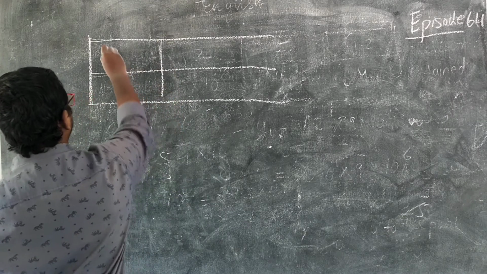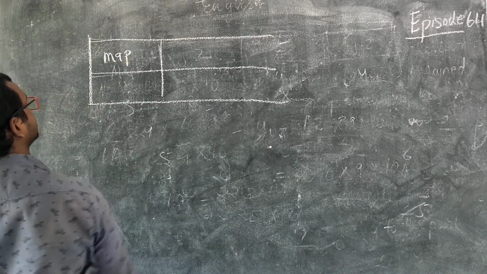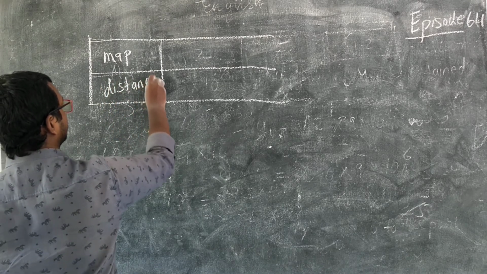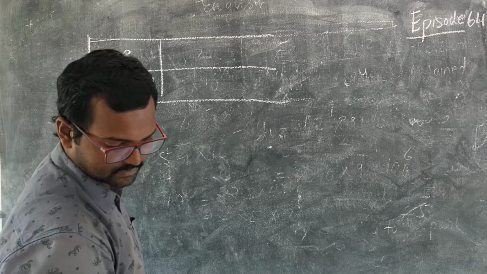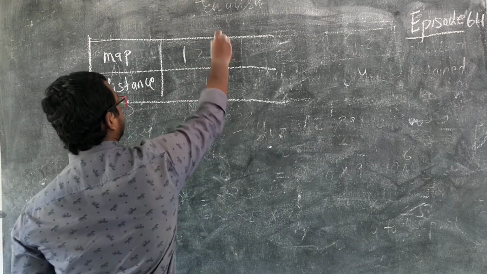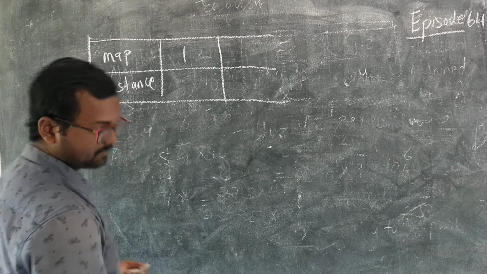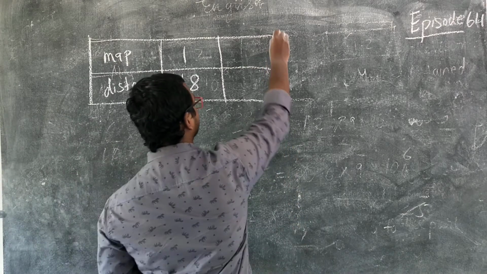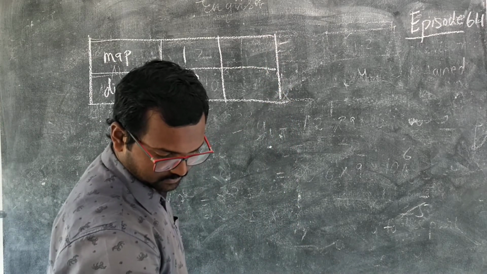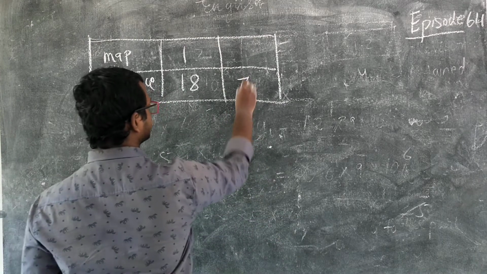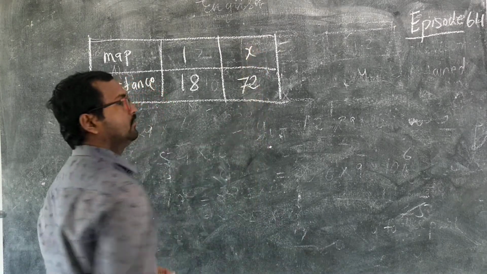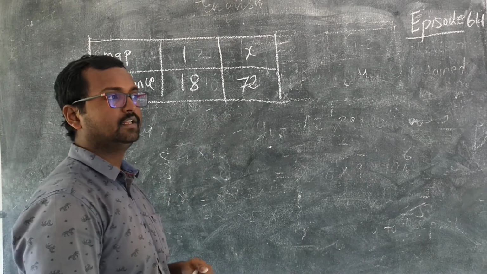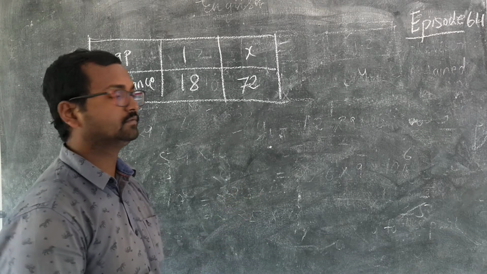Here on the map we have a distance, and then in reality we have a distance. So on the map the distance covered is 1 centimeter. This 1 centimeter is equal to 18 kilometers. Okay, now the question is, she drives on a road for 72 kilometers. So what is the distance on that map? If in reality she travels 72 kilometers, then on the map how much distance will she cover?